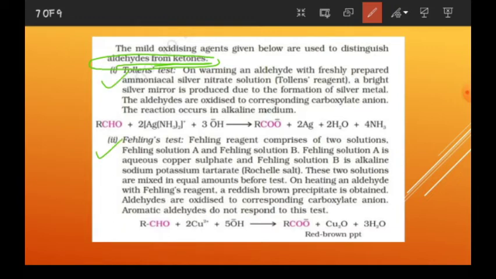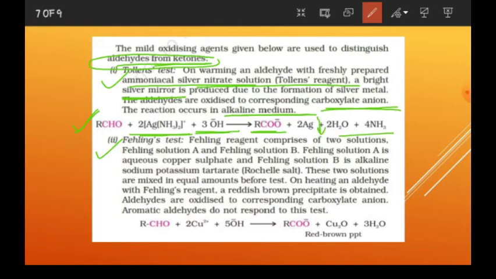Now see, Tollens' test: on warming an aldehyde with freshly prepared ammoniacal silver nitrate, this is the Tollens' reagent, a bright silver mirror is produced due to formation of silver metal. The aldehydes are oxidized to the corresponding carboxylate anion. The reaction occurs in alkaline medium. The reaction is given in NCERT as follows: RCHO with the Tollens' reagent in alkaline medium gives the salt and 2Ag. Here this is the silver mirror.